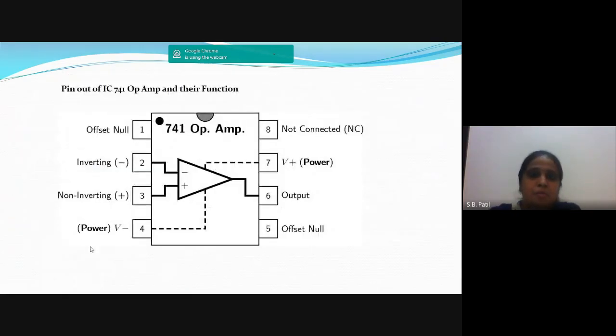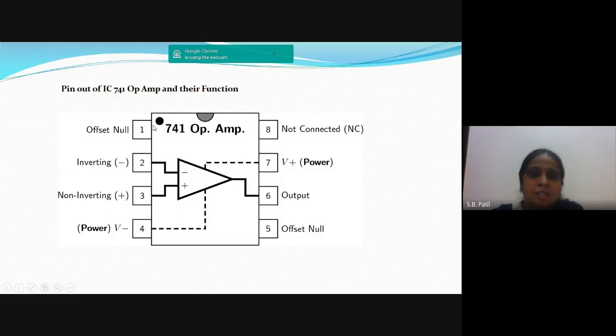Then we have to see the function of the IC741 operational amplifier. This is the pinout diagram of the IC741 operational amplifier. It is an 8 pin IC, an 8 pin IC socket. In the IC741 operational amplifier, the minus sign indicates the inverting input, the plus sign indicates the non-inverting input, and pin number 6 is taken as the output.